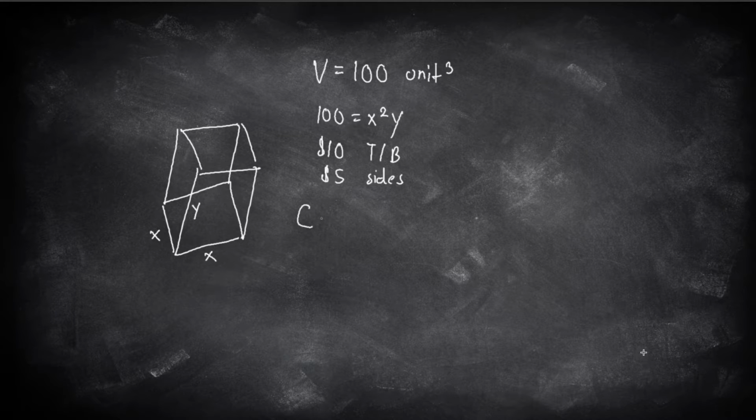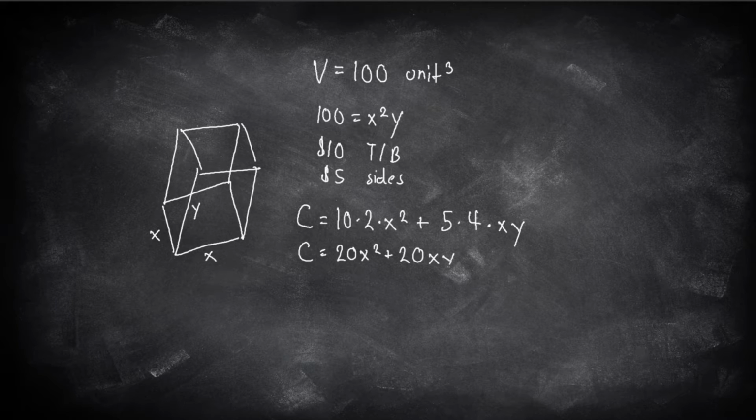Well, we make a cost equation. So it takes $10 for the top and the bottom, so there's two of them. And the top and bottom, it's an area, so that is x times x for both of them. So it's just x squared. Now the cost of the sides, they're $5 each. There's four sides, and each side is calculated by its base times the height, which is x times y. So we get the equation 20x squared plus 20xy.